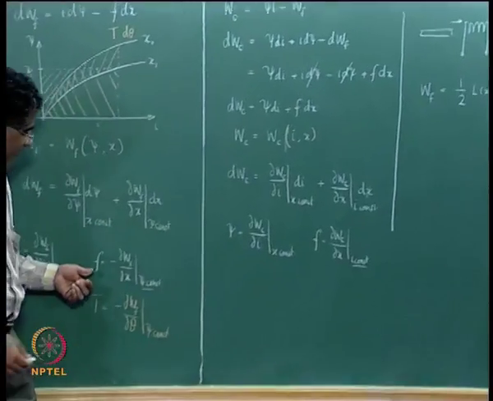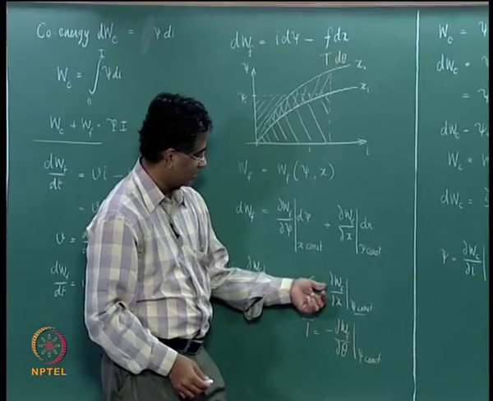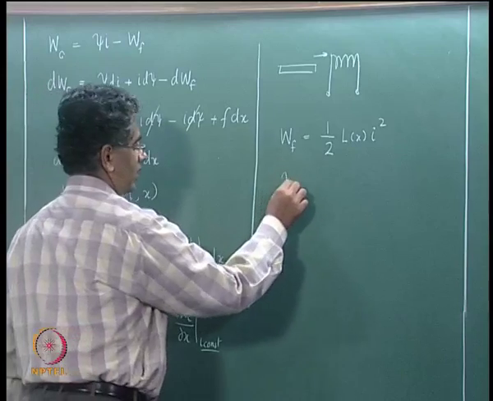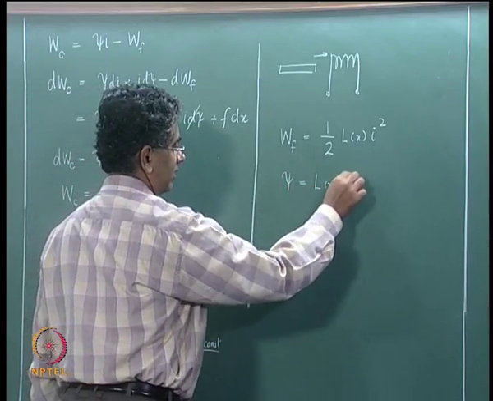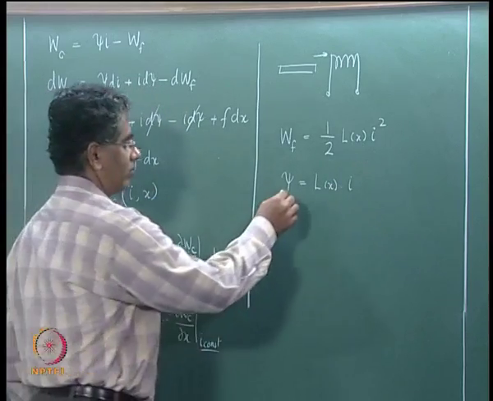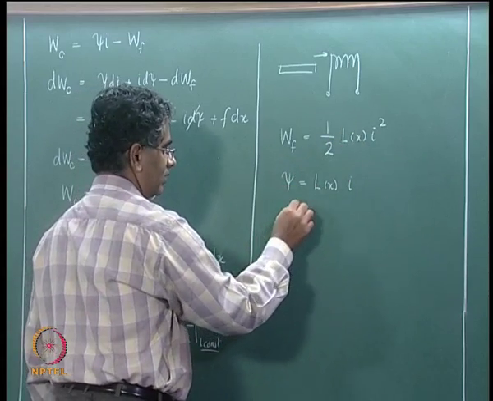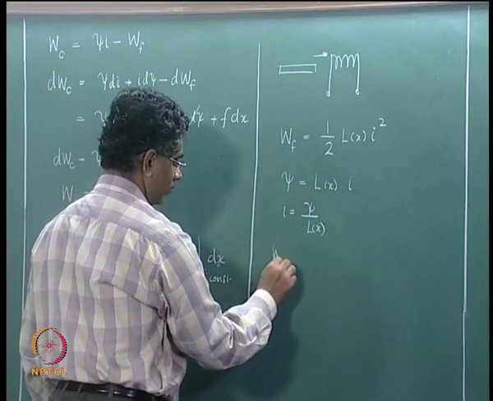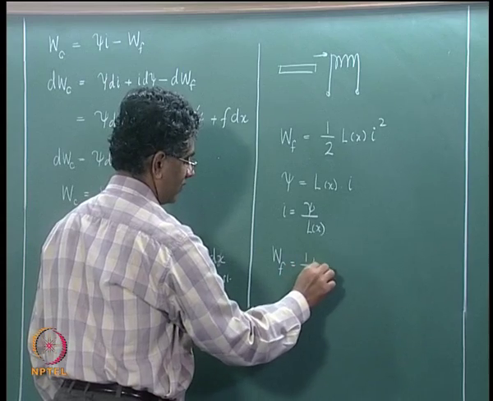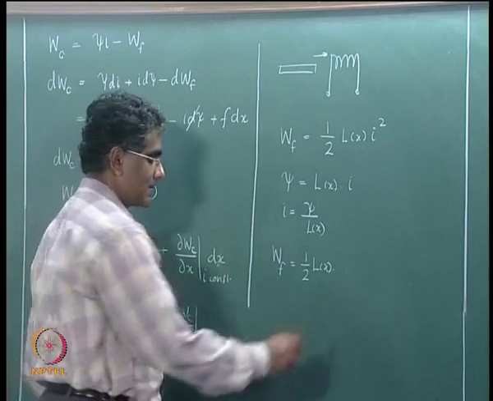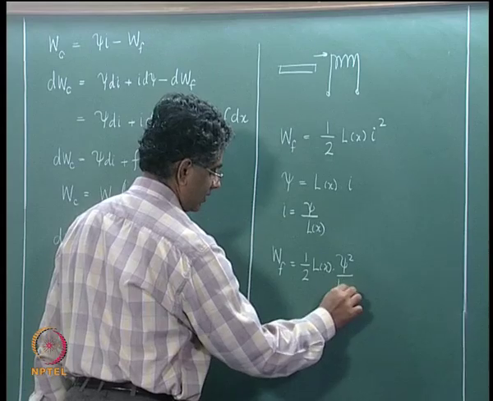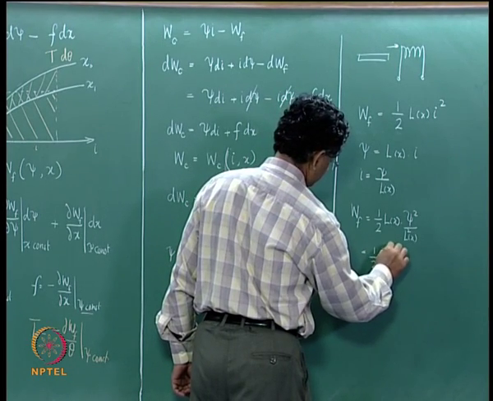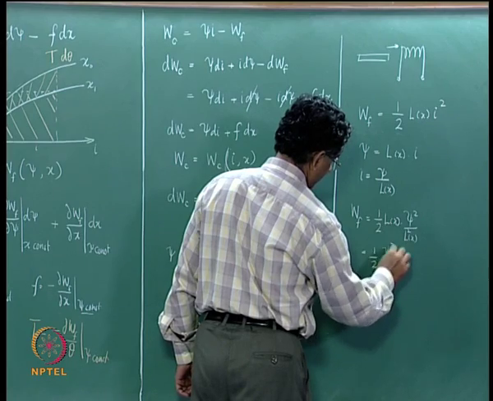And our expression that we have derived for the mechanical force says that force is the rate of change of WF with respect to x while keeping psi constant, and we know that psi is equal to inductance multiplied by the flow of I, and therefore we can substitute in this expression in terms of psi, or I is equal to psi divided by L of x. So we substitute this there, which means WF is equal to half of Lx multiplied by I square. I square is psi square divided by L square, which means this is half of psi square divided by Lx.